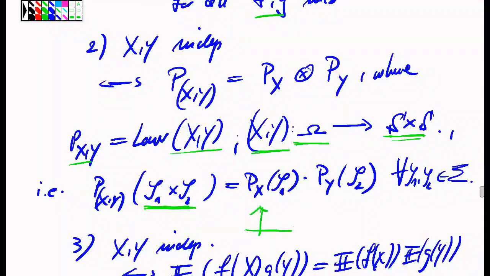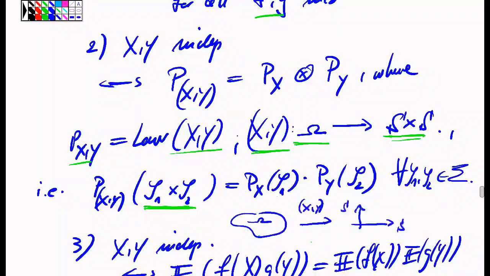So in a picture you would have the product of S with itself. So we have our space Omega. Now we have the map which consists of the joint evaluation of X and Y. And this is now a map which takes you to the product space of S with itself. And here you can ask for the probability of the joint evaluation of X and Y to assume values in a rectangle which is obtained by taking the Cartesian product of two sets S1 and S2.